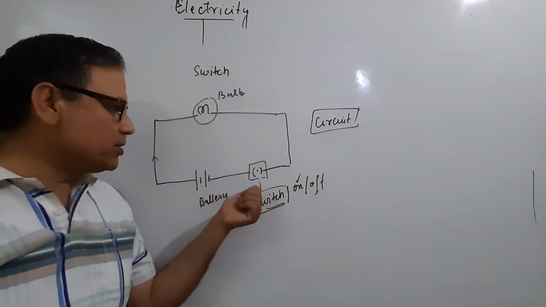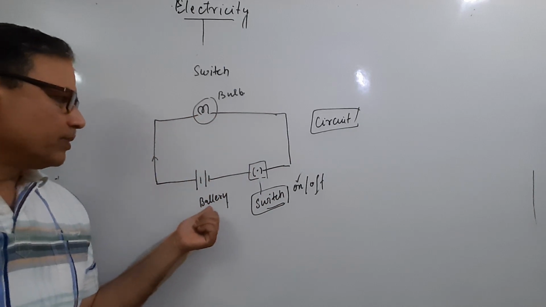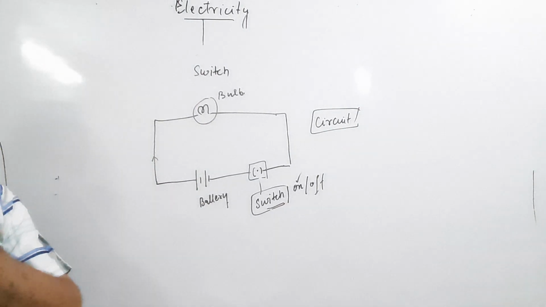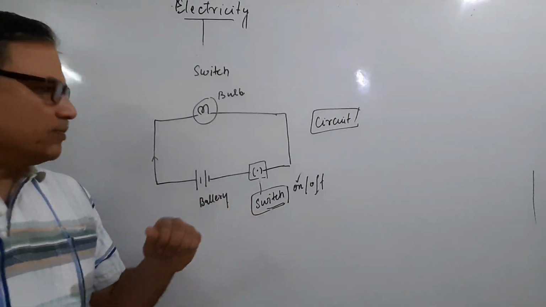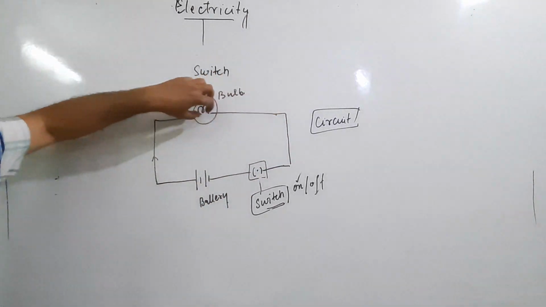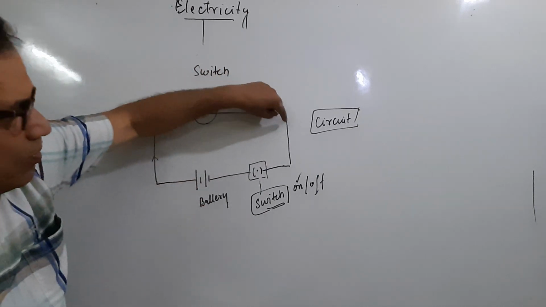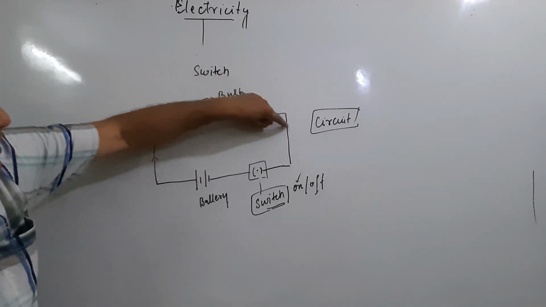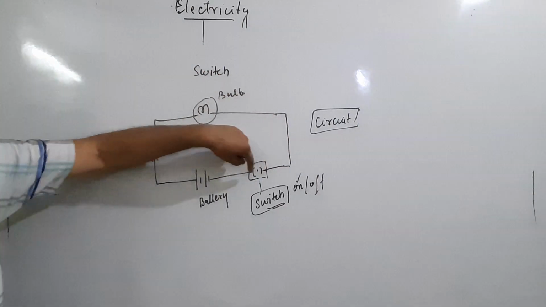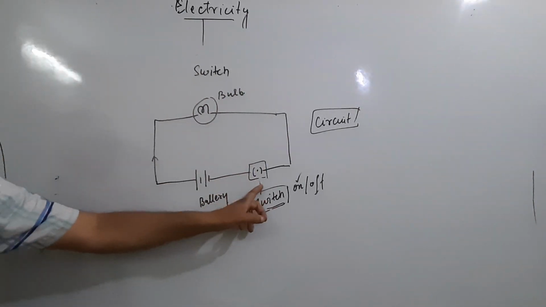It means the switch is the interlink between the bulb and the battery, which acts to either close the circuit or open the circuit. If the circuit is closed, there is no gap. All parts are connected to each other. It is a closed circuit. The bulb will glow, which means the switch is on.